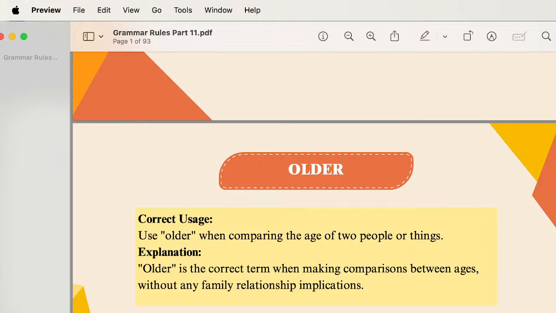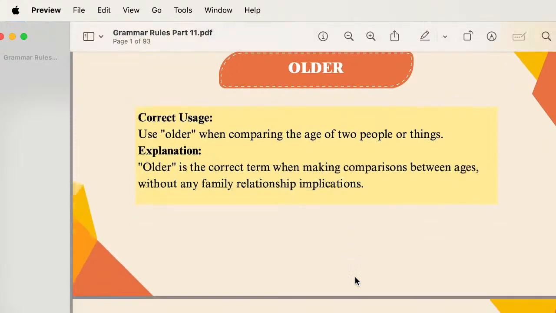It refers to someone or something that is more advanced in age or advanced in time, and can be used for both people and objects. First thing to remember. And the second thing is it can talk about both people and things. So older is the correct form when you're making a comparison between ages without any family or relationship implications. No family relationships involved. There you use this word older.